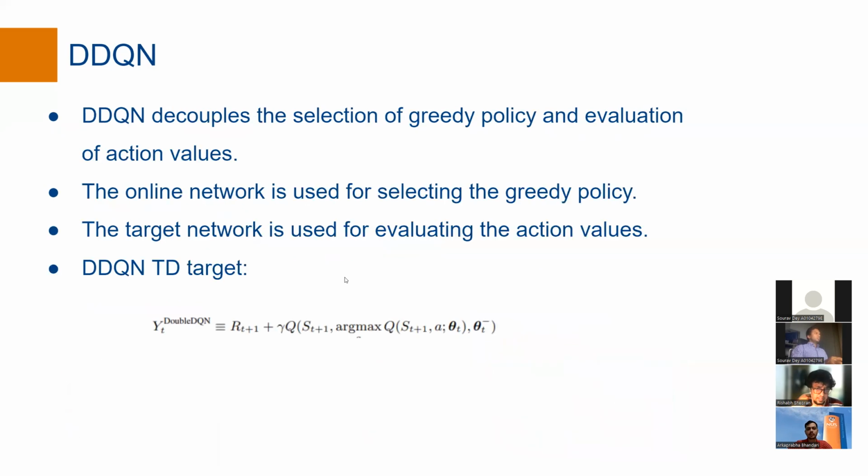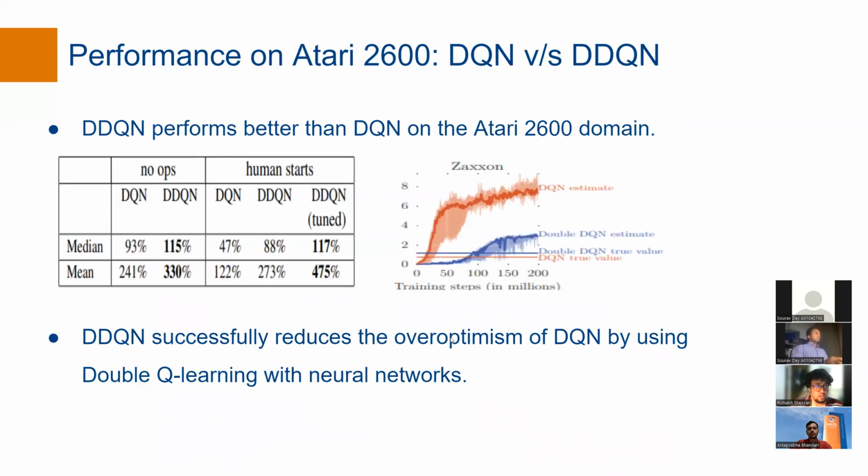Next slide. So DDQN solves this problem by decoupling the two tasks. It uses an online network to select the greedy policy and uses the target network to evaluate the action values, as you can see in the equation. So next, we'll talk about the performance of DQN and DDQN on the Atari 2600 domain.